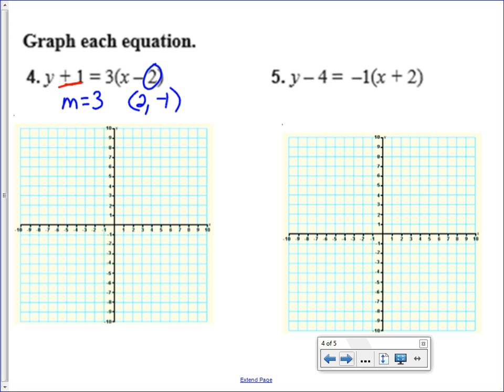So again, you do the same thing we were just doing. 2, -1 is your point. Slope of 3 means you're going to go up 3 and over 1. Up 3 and over 1. So I'd end up with this line right here.